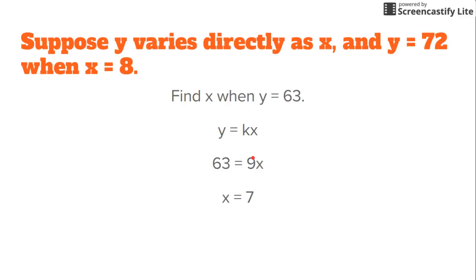And then we just solve a one-step equation. Divide both sides by 9. 63 divided by 9 is 7, so x is 7. When y is 63, x is 7. Remember that the constant of variation is the rate at which it changes. So x is being multiplied by 9 every time that changes. So we know that if y is 63, divide that by 9 to give us 7 as x.